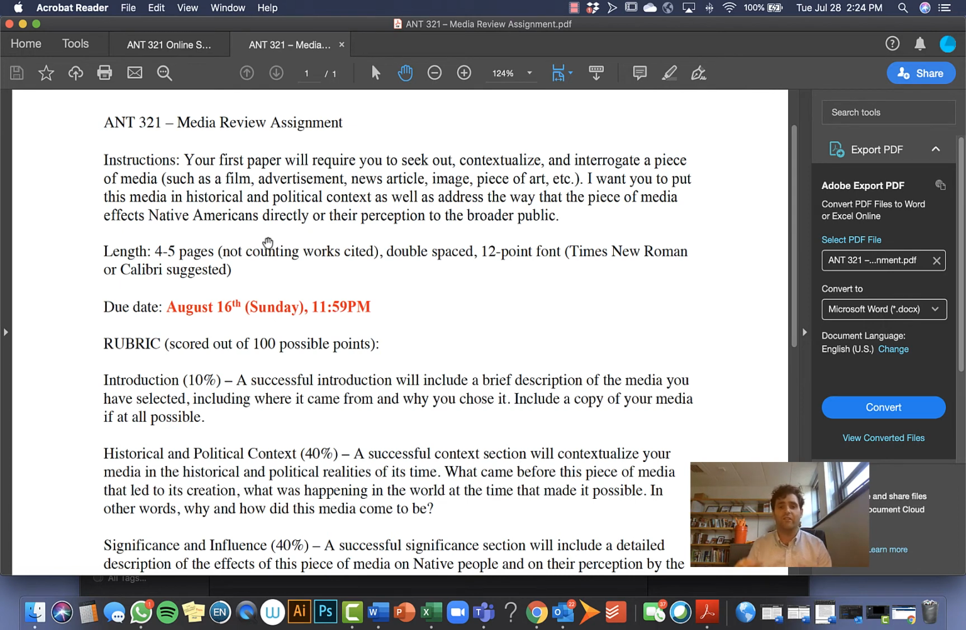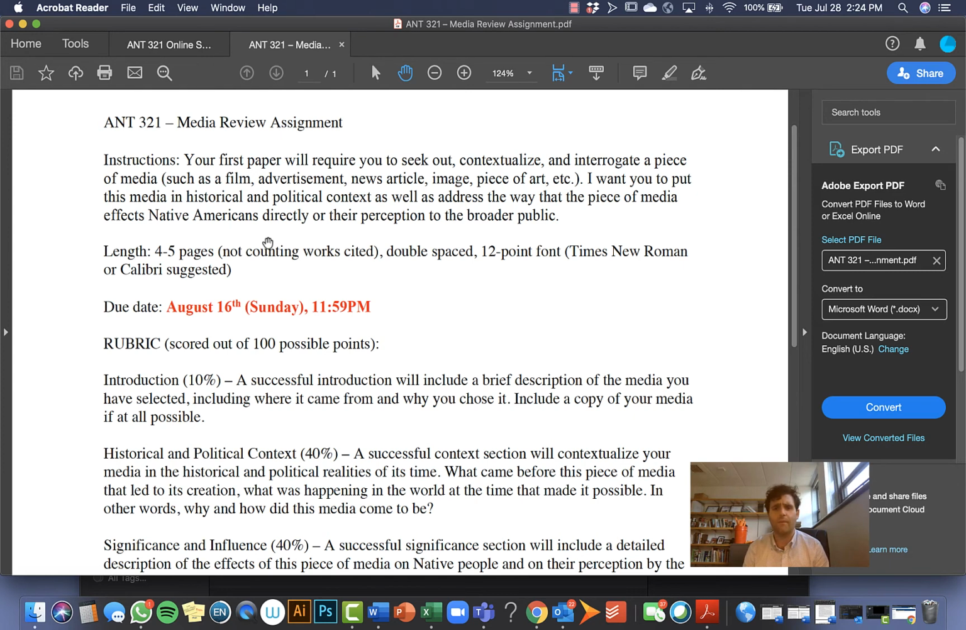A piece of media is some kind of publicly consumed representation of Native people, or it can be a self-representative, so it could be an Indigenous person representing themselves in some way, or it can be about Indigenous people, so non-Indigenous people writing about or portraying Indigenous people in some way, however you really want to come at it.